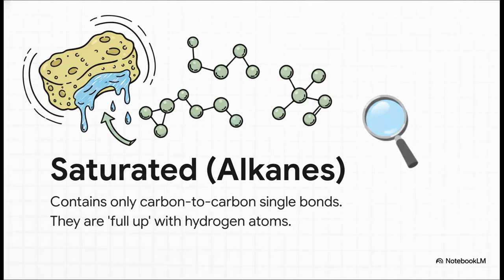So first up, the alkane family. We call them saturated. The best way to think about it is like a sponge that's just completely soaked. It can't hold any more water. Alkanes are full up with hydrogen atoms. Every carbon is bonded to as many other atoms as it possibly can, and they do it using only really strong, stable, single bonds.